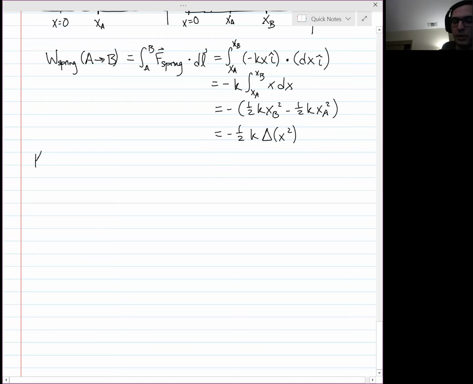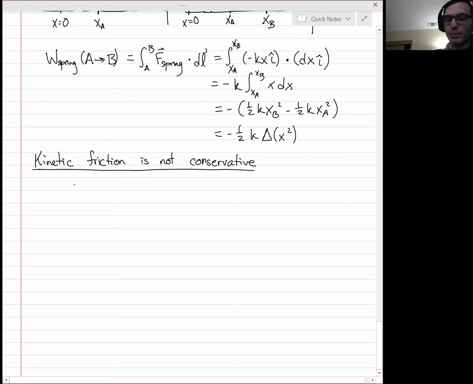Now, that's great, but not all forces are conservative. For example, kinetic friction is not conservative. So let's take a simple case.